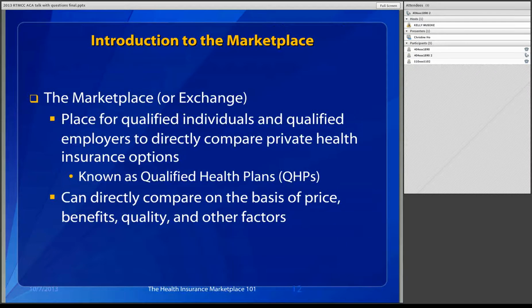Okay, so a word about the marketplace or the insurance exchanges, and this is where the individuals or the employers would go to pick their health plans. This is so that the plans would all be in one place where you could actually compare not only the price, but the benefits, the qualities, and other factors. And this has not been available previously.